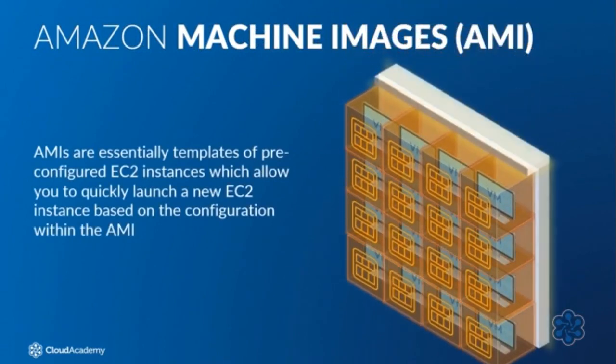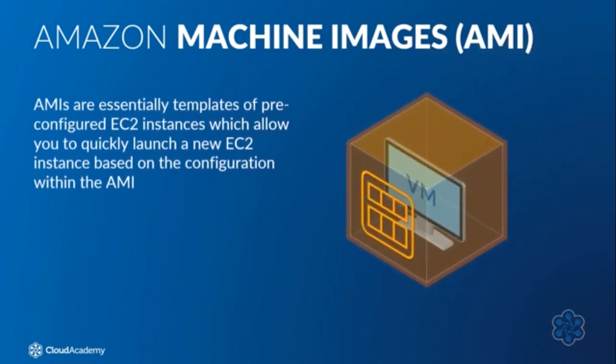The first point I want to cover are AMIs, Amazon Machine Images. These are essentially templates of pre-configured EC2 instances which allow you to quickly launch a new EC2 instance based on the configuration within the AMI. This prevents you from having to install an operating system or any other common applications that you might need to install on a number of other EC2 instances.